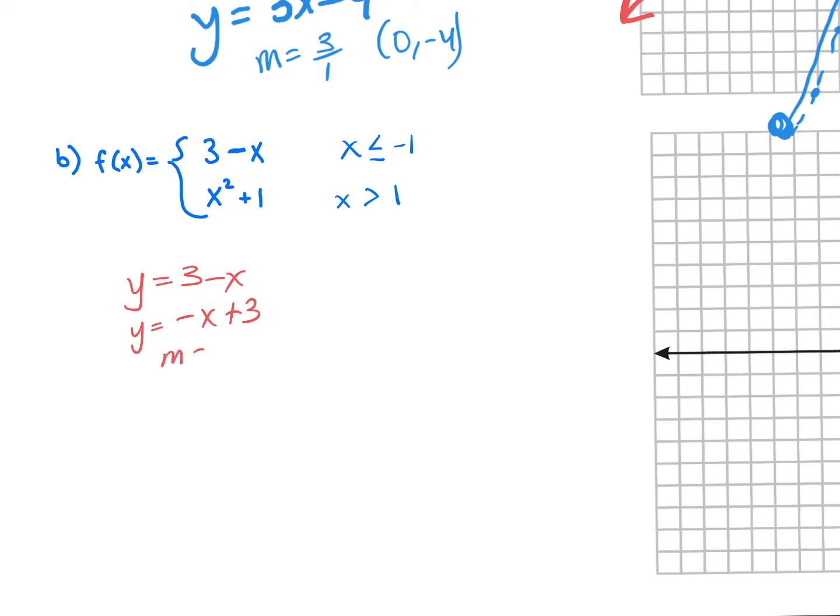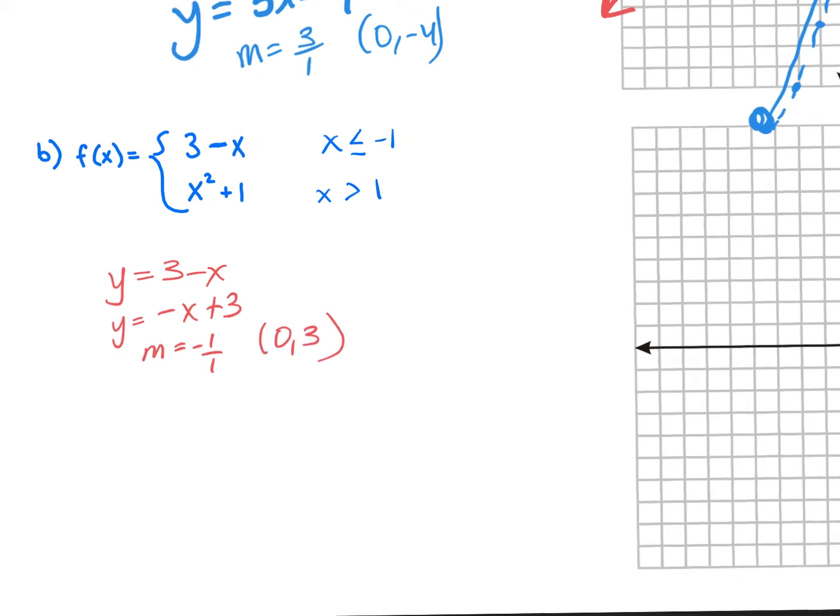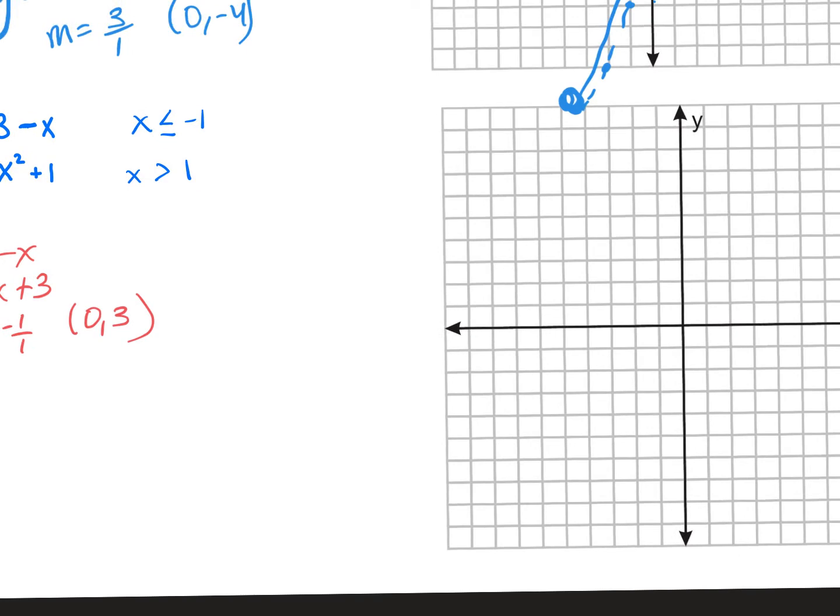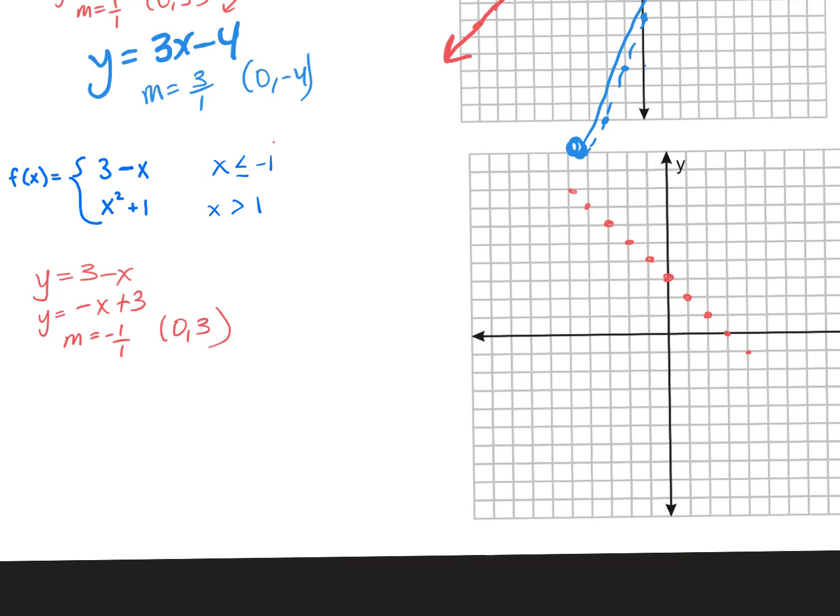You should see that your slope is -1/1. And your intercept is at 0, 3. So 0, 3. 1, 2, 3. -1/1. So we're going this way. You guys agree you're going this way? Yeah. Okay. My boundary line is where?